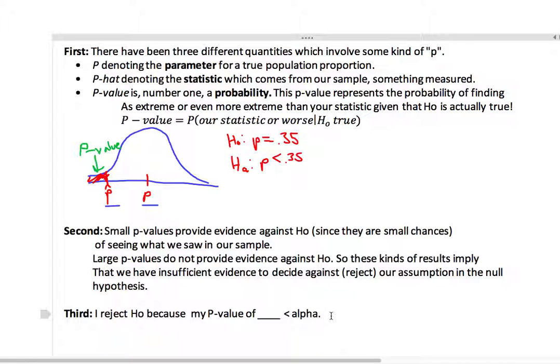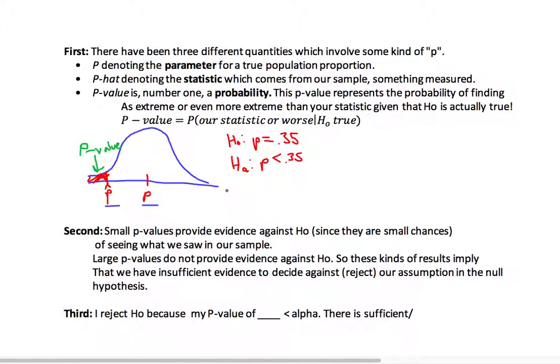But we're going to write it like this. I reject H sub o because my p-value is small, less than my alpha, for instance. And then you're going to want to say there is sufficient evidence. If the p-value is really small, in other words, if you had a really rare probability, let's pick another p-value. Let's say I had a p hat out here on this particular curve. That's incredibly rare, so in that case, I'd have strong evidence. So you can say sufficient, you can say strong, you can say some, that's all fine.